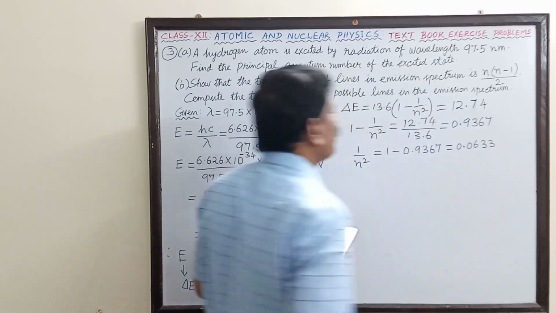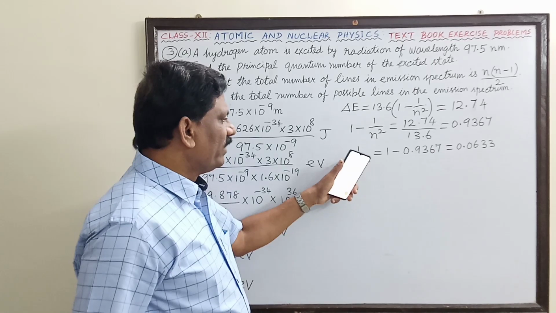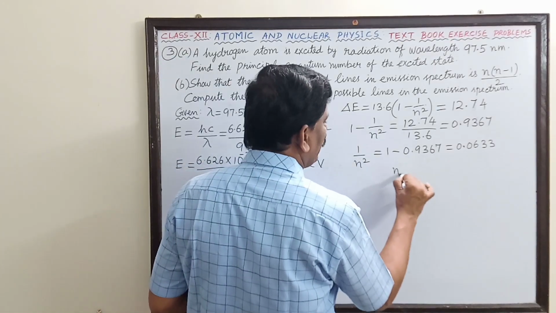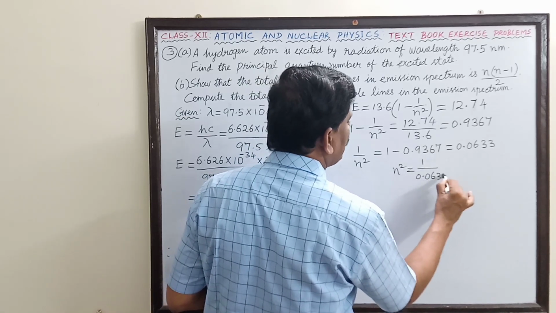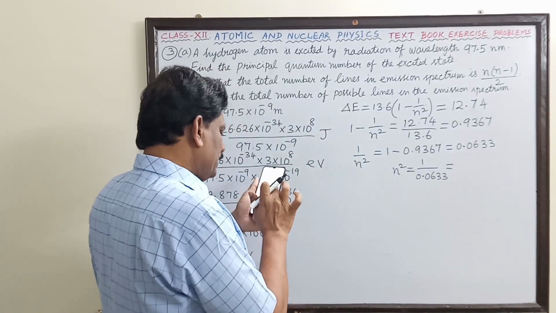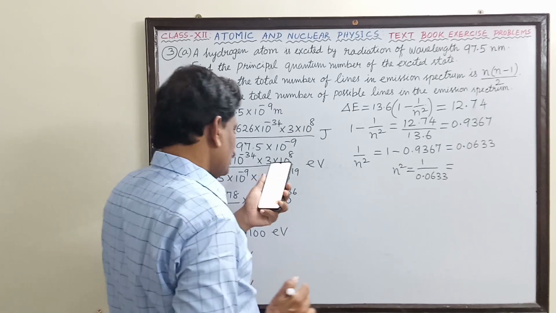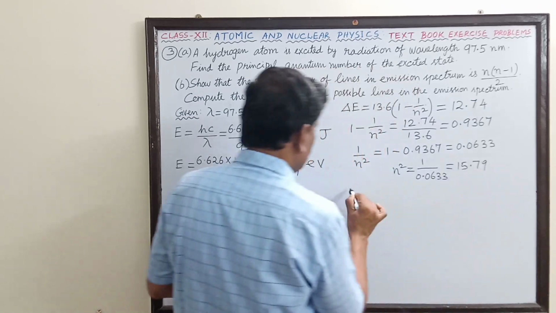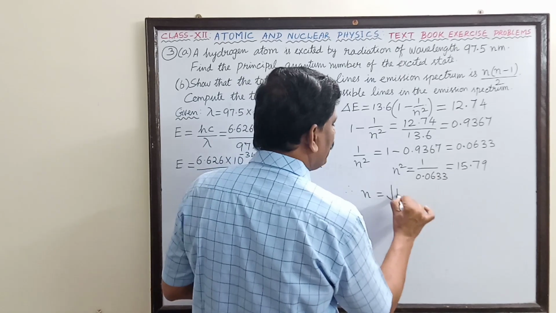0.0633 is coming. I want to find the value of the principal quantum number n. So we have got the value of 1 by n square. So taking reciprocal now, n square is equal to 1 divided by 0.0633. Okay, so the reciprocal, 1 divided by 0.0633, is equal to 15.79.